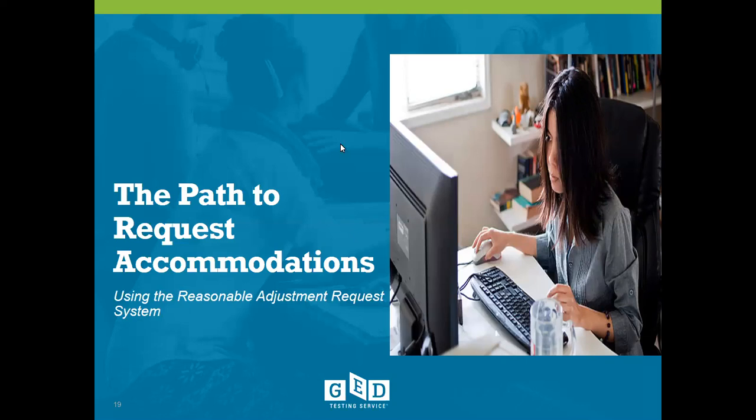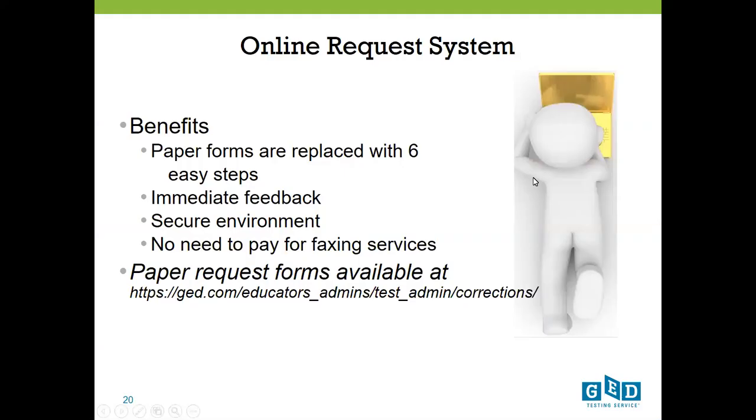Okay, so the path to request accommodations is our online request system. We affectionately call it RARS. RARS stands for the Reasonable Accommodation Request System. The paper forms are replaced with 6 easy steps for the candidate. Actually, steps 1 and 2 are just for the GED test, that's what's asked for there. So for GED, it's really just 4 steps.